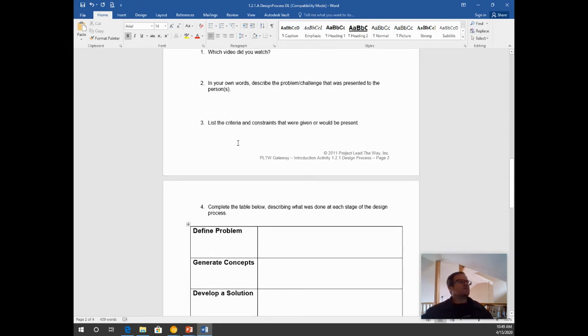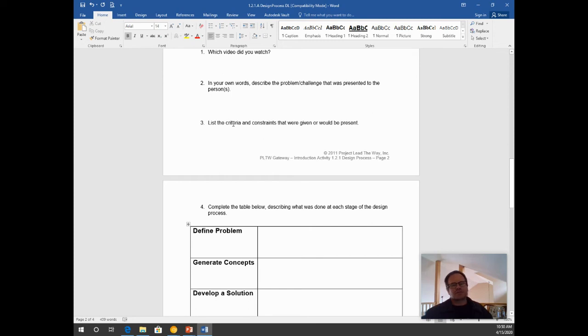Number 3 says list the criteria and constraints that were given or would be present. So remember, and you might want to write these down so you remember, criteria is things like outcomes, what has to happen. Okay, like your CO2 car was made of wood, it had 4 wheels, it had screw eyes. Constraints, or no, that would be constraints, sorry. Okay, it was made of wood, had 4 wheels.